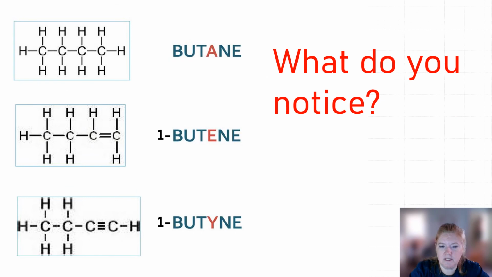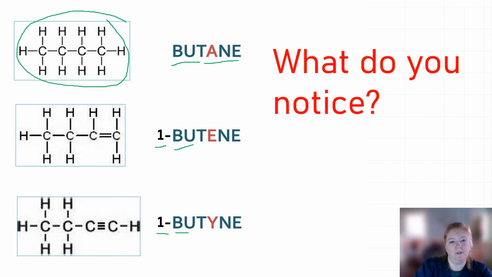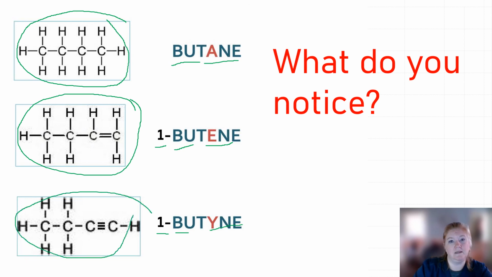All right, but what do you notice here? Something is new. What do you notice? Hopefully you notice this, right? The other parts are the same. So "but" must mean 4, right? And then -ane, all single bonds. Look at all those hydrogens. -ene, I've got a double carbon-carbon bond, fewer hydrogens. -yne, I've got a triple carbon-carbon bond, even fewer hydrogens.